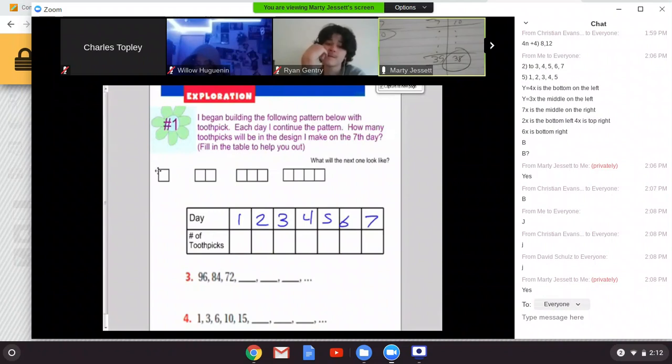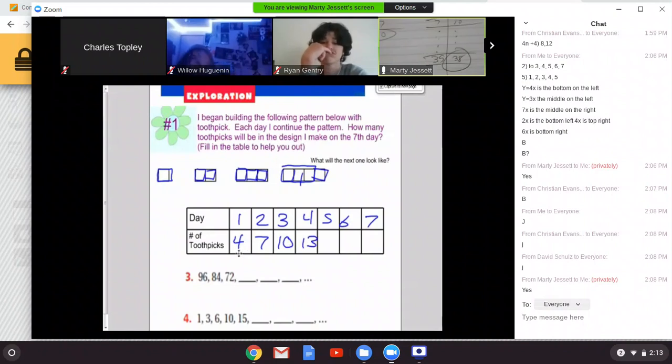So let's look at how many toothpicks I needed on day 1. 1, 2, 3, 4. So day 1, I needed 4 toothpicks. Day 2, I need 1, 2, 3, 4, 5, 6, 7. Okay, on day 3, 1, 2, 3, 4, 5, 6, 7, and then 8, 9, 10. Now, hopefully you're noticing that we have the same figure we did the day before. So I already know that this will take 10. And then I'm just adding 3 more.